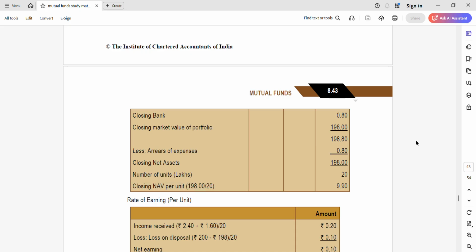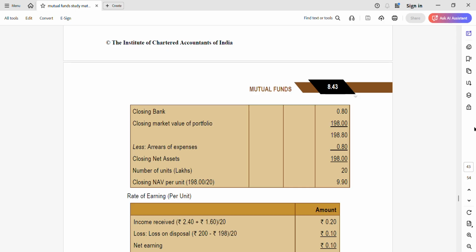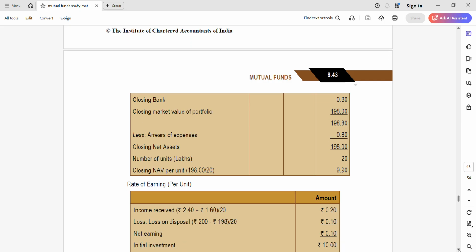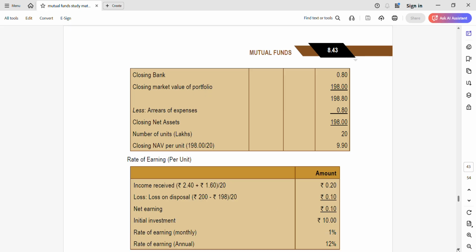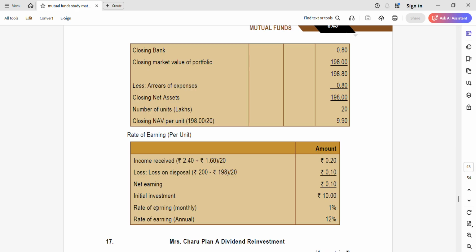Now let's quickly answer the question, that is the rate of earning per unit. The income received, that is dividend plus capital gains, will give you 2.4 plus 1.6, divided by number of units 20 lakhs, so that will give you rupees 0.2. And loss on disposal, that is 200 minus 198. We saw initially it was 200, then dropped to 198, so that will give you net earning of rupees 0.1. Initial investment is rupees 10. So rate of earning monthly, very careful, rate of earning monthly is 1%, so annual will be 12%.